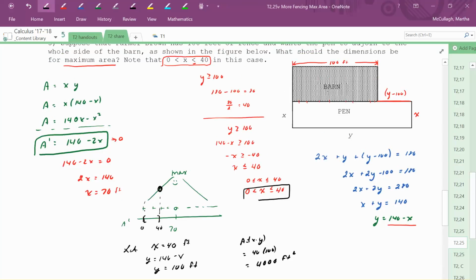So our diagram was deceptive. It looks like it extends out beyond the barn, and we need to draw it that way, that it could have gone out beyond the barn. We could have had some amount of fencing out here. But as it turns out, we're going to maximize the area if we just use the length of the barn and come out as far as we can. So 100 by 40.